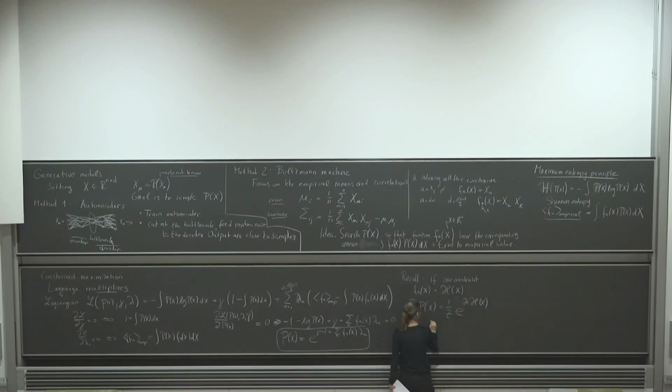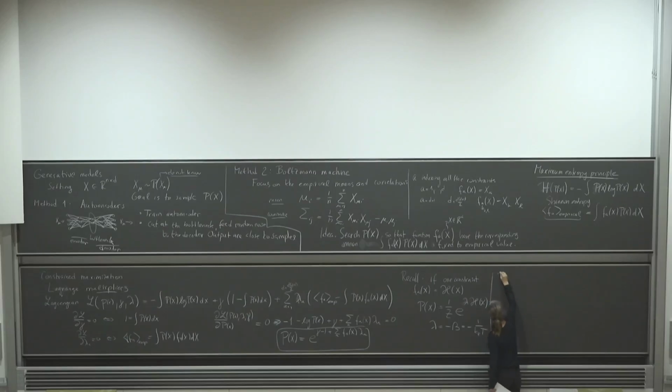So if I set this lambda equal to minus beta, which in physics is minus 1 over kBT, minus the inverse temperature, this is exactly the Boltzmann distribution, right? That's how you derive the Boltzmann distribution in statistical mechanics, where you have one constraint.